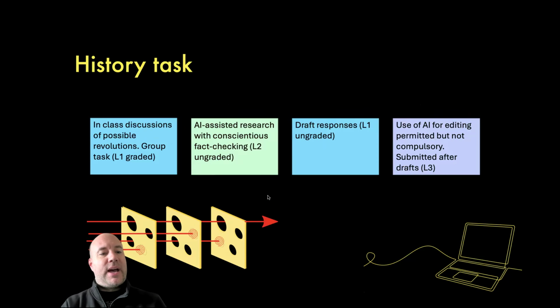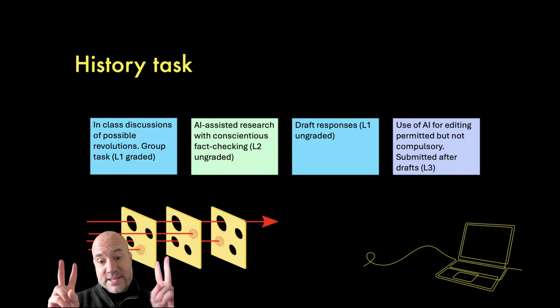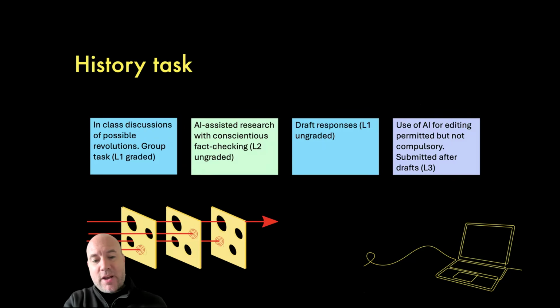Now, the last one here, in-class discussions of revolutions, is what kicks us off. So it's a group task. We might be grading this task just perhaps satisfactory or not satisfactory. But in the previous version, that was an AI task to start with. I've flipped that over entirely.